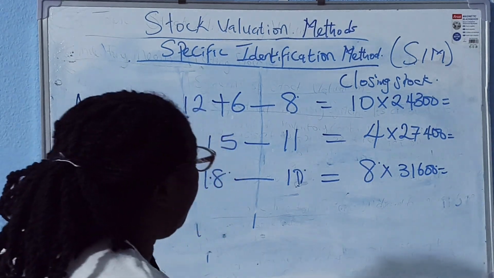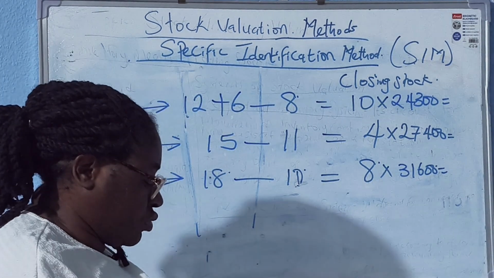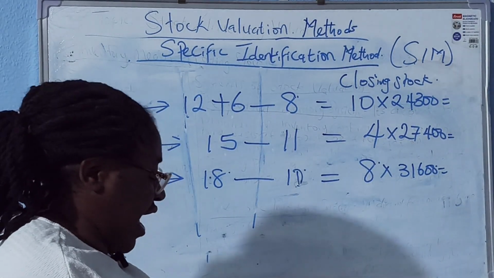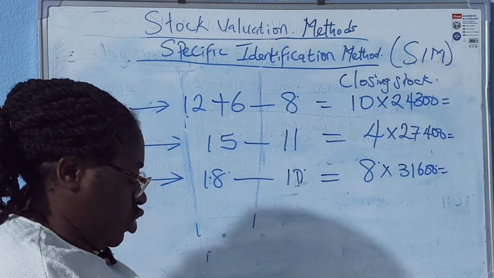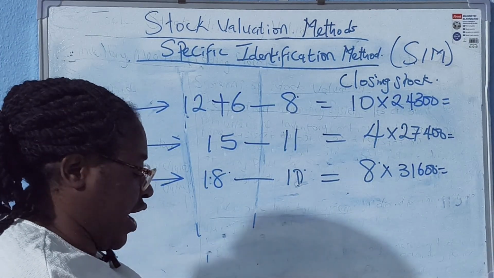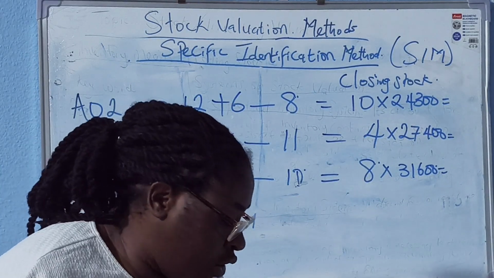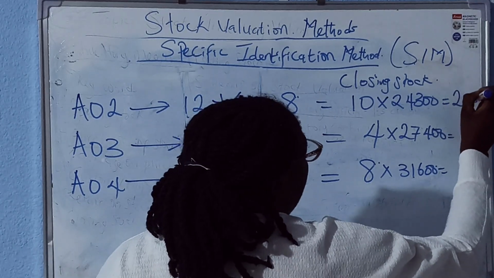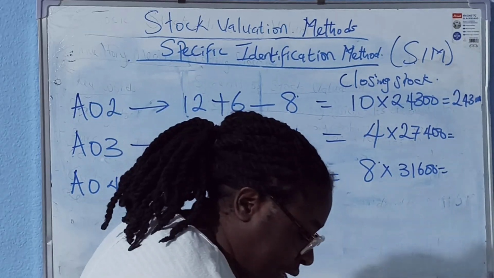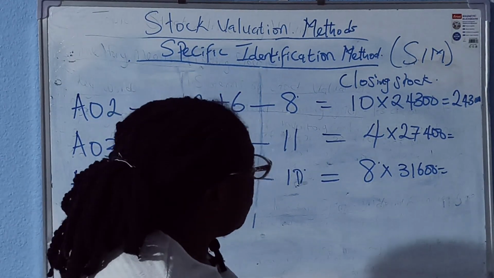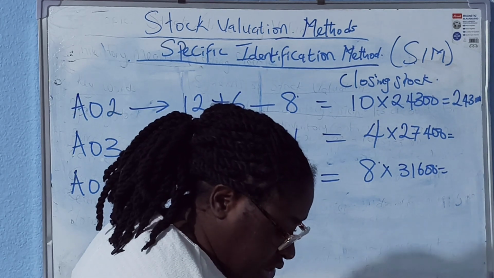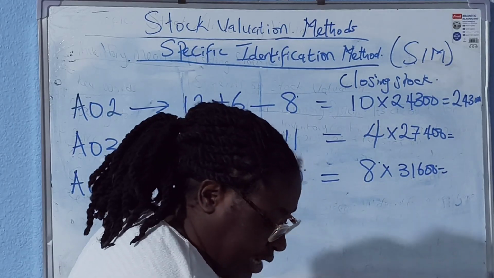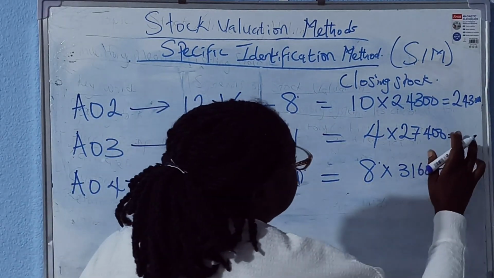All right, so let's calculate for A02 units. We're going to say 10 times 24,300, and that gives me 243,000. That is the amount. And then for A03, we have 4 times 27,400, and that gives me 109,000.